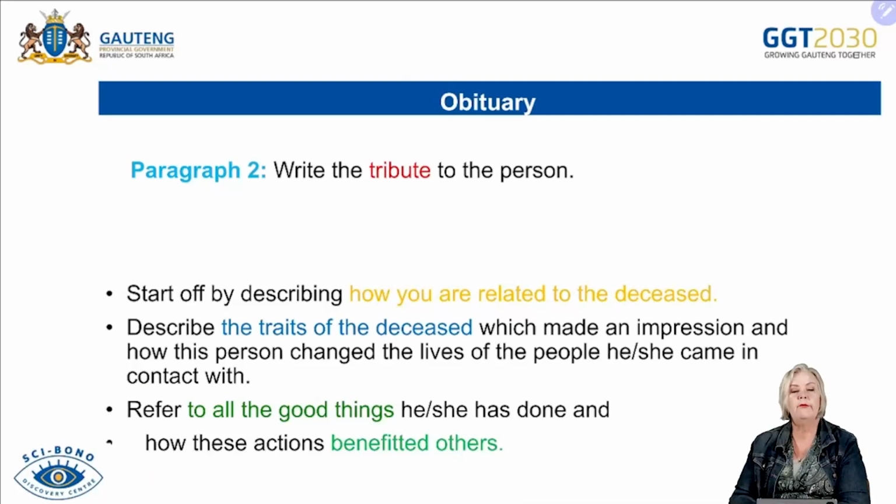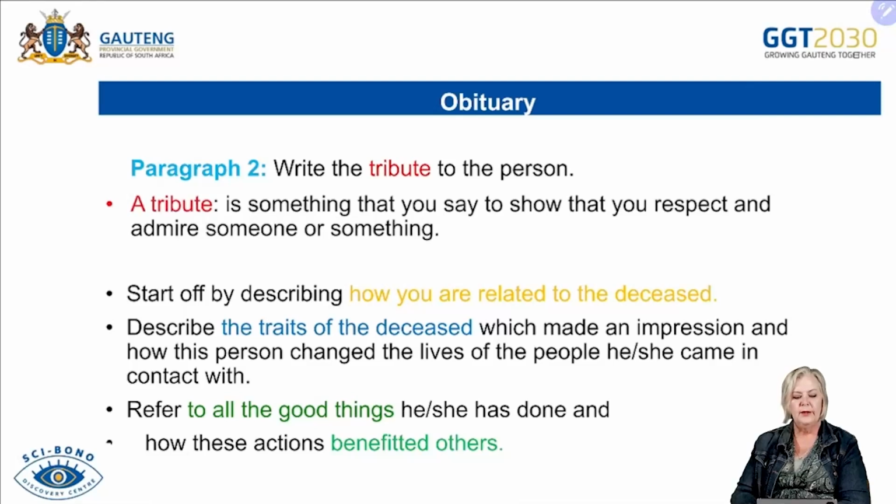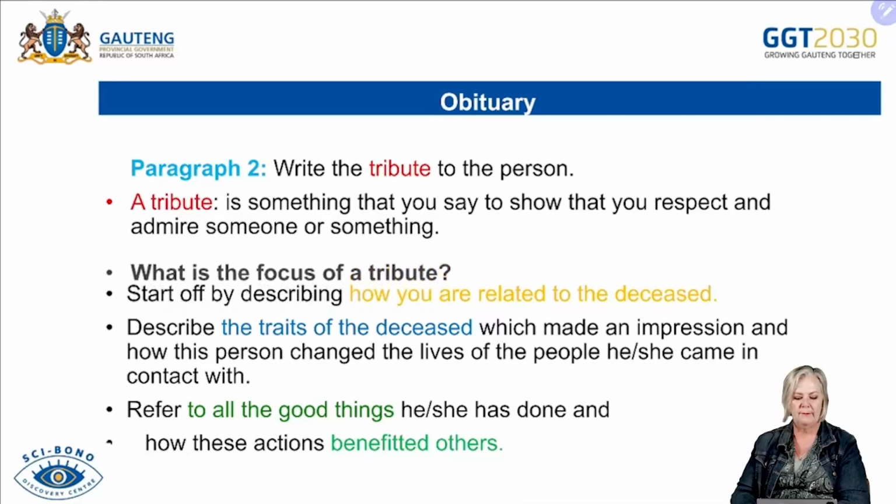Paragraph 2, you write the tribute to the person. Start off by describing how you are related to the deceased, describe the traits of the deceased which made an impression, and how this person changed the lives of the people he or she came into contact with. Refer to all the good things he or she has done and how these actions benefited others. A tribute is something that you say to show that you respect and admire someone or something.